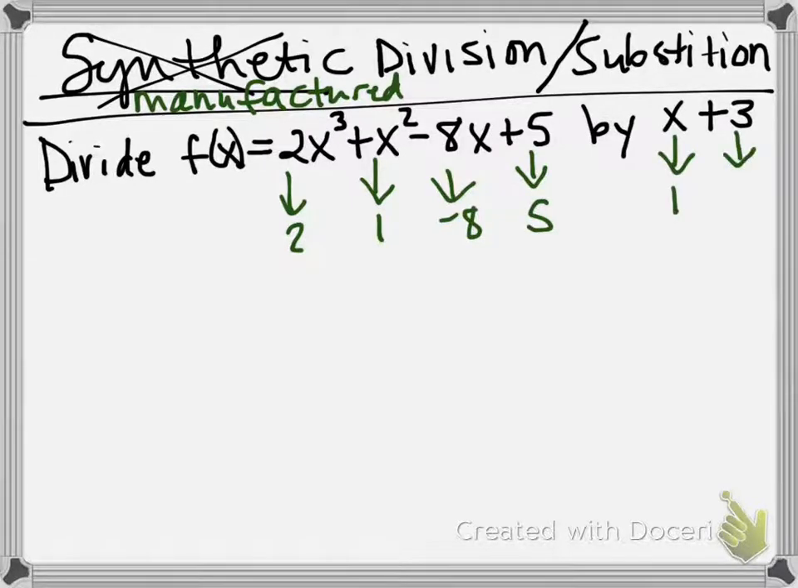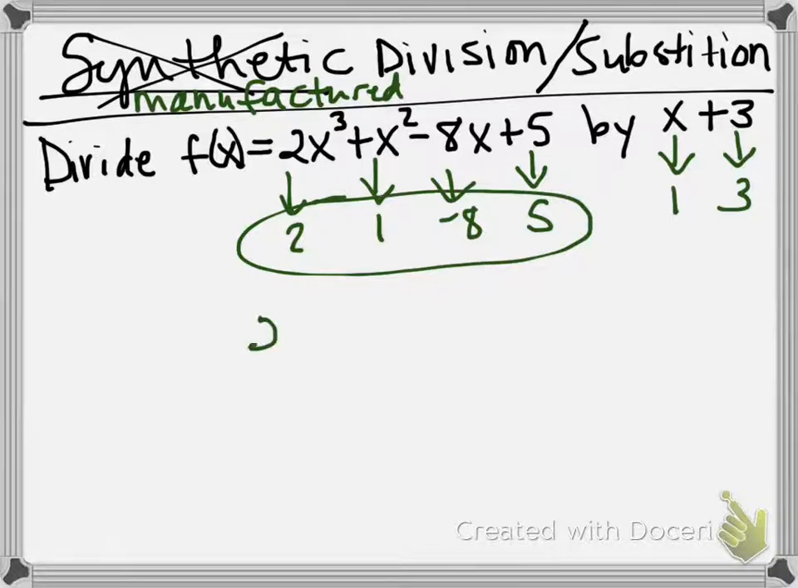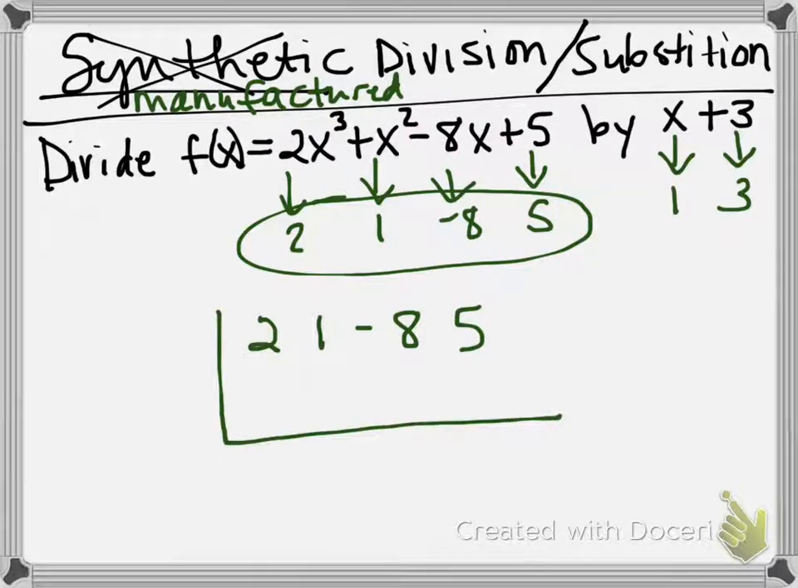Coefficients or constants, okay? Because that's all we're going to look at. With synthetic division, you take the x's out and you don't work with them. So this part right here is going to be my inside: 2, 1, negative 8, 5. And then I'm going to make a big table looking thing. And I know that my remainder has to go under the last number, which is right here.